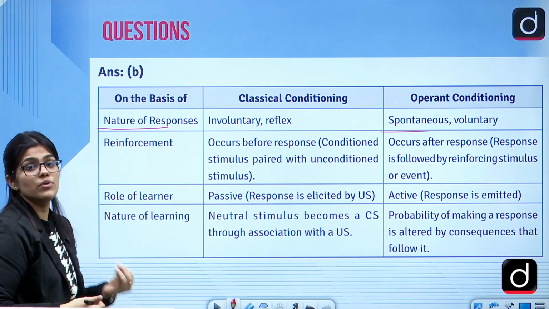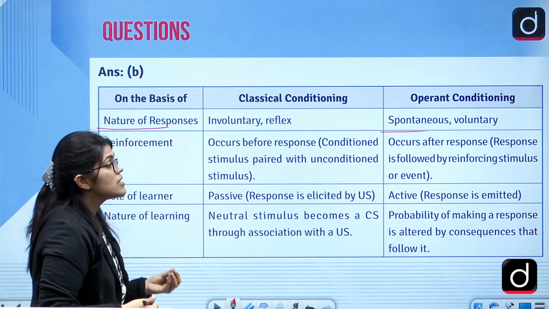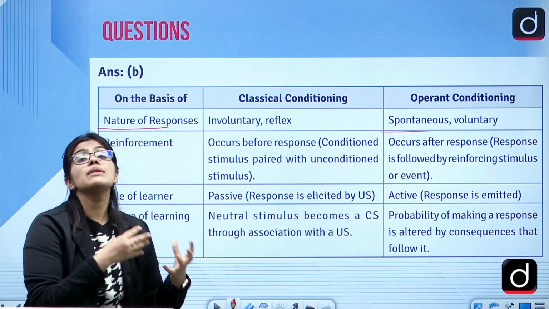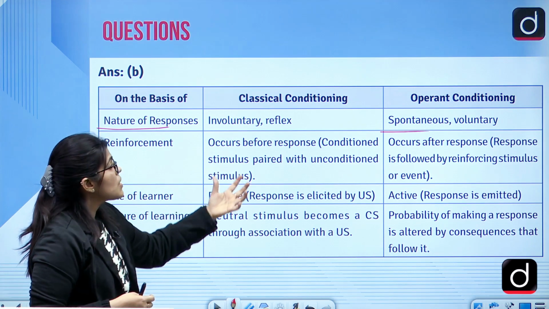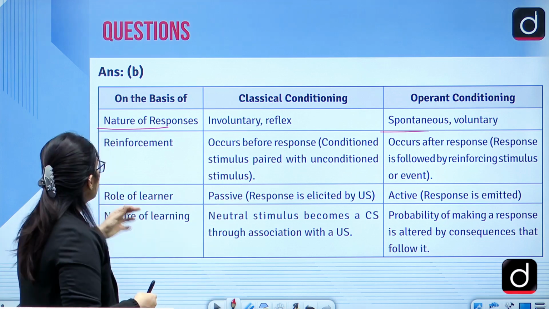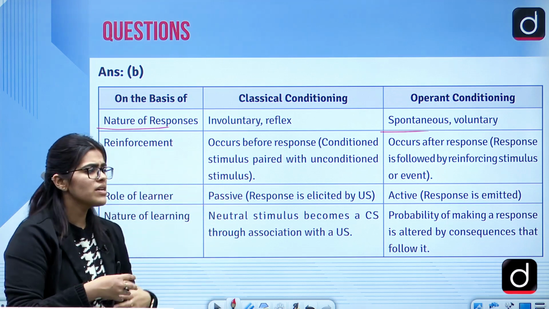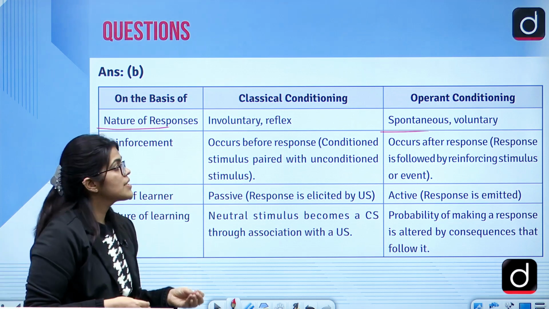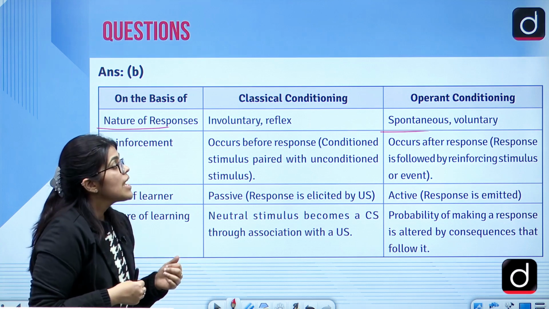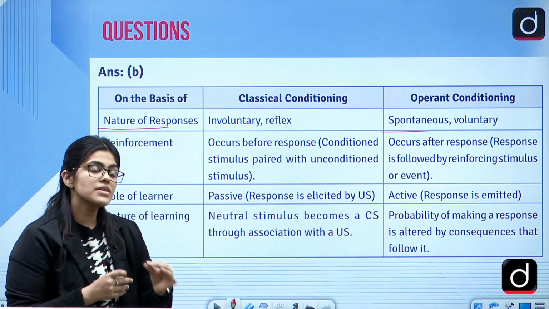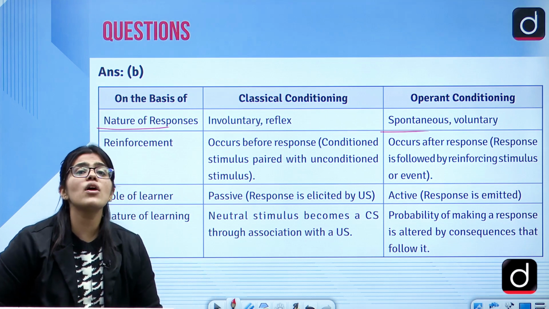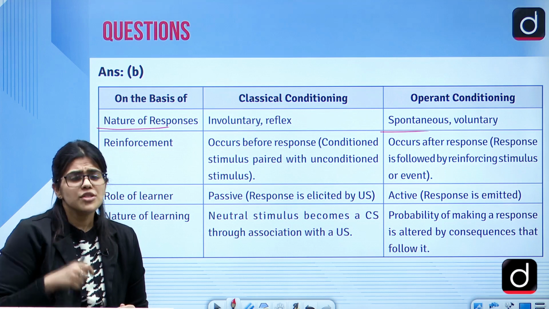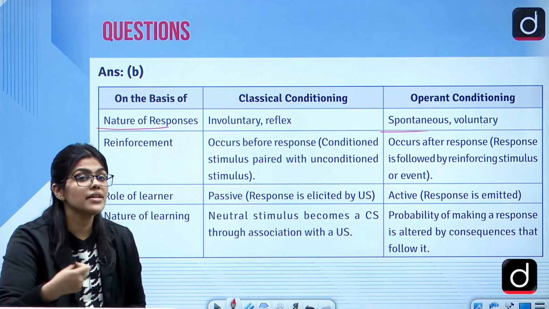Then comes the reinforcement. In classical conditioning, reinforcement occurs when you are given some bait, some stimulus is provided, so it occurs before the response. Whatever reward is to be given to you is done before the response. In operant conditioning, it occurs after the response. After the response is done, the rewards are given. Reward is a kind of reinforcement, a reassurance that you should do these things because then you will be rewarded.